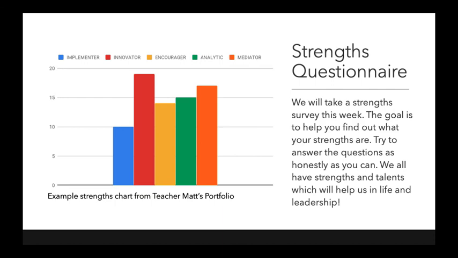And here's an example of the final product. After you take the questionnaire, we will create this chart that shows your strengths. And the different strengths are implementer, innovator, encourager, analytic, and mediator. In the next video, I'm going to talk a little bit more about what each of those mean.